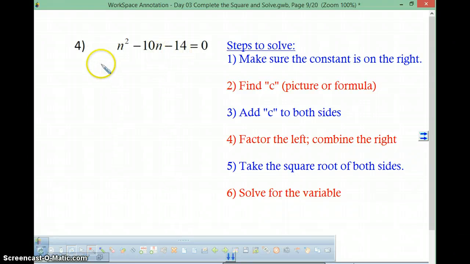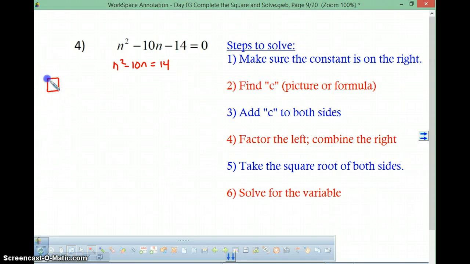Let's try number 4. There is not a lot of space on your homework sheet, so you probably want to get out another piece of paper to write it all down so it can be neat. Okay, first step, make sure the constant's on the right. N squared minus 10n equals 14.